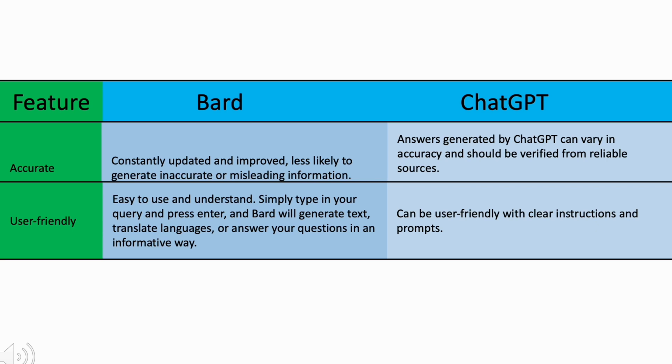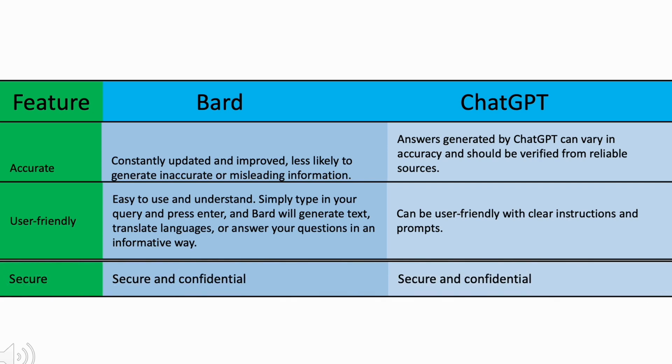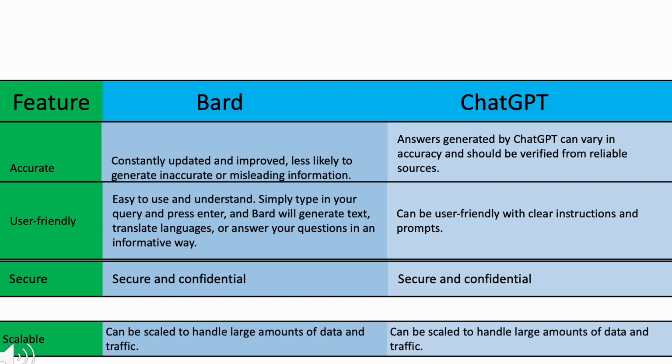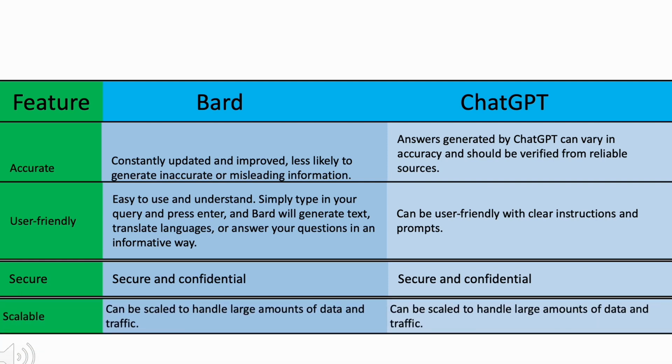And user-friendly, easy to use and understand. Simply type in your query, press enter, and Bard will generate text, translate language, or answer your question in an informative way. Can be user-friendly with a clear instruction and prompt. And secure, so both are secure and confidential. And scalability, can be scalable to handle large amounts of data and traffic. Can be scalable to handle large amounts of data. They are exactly the same. So these are the overall features based on what is provided.